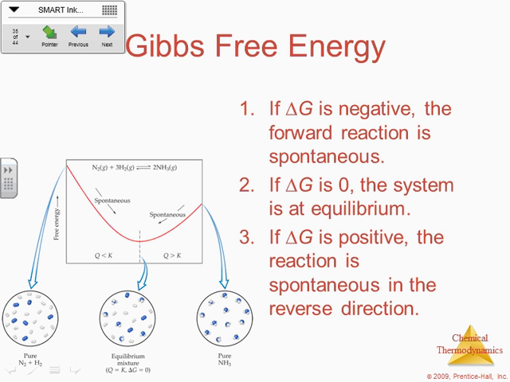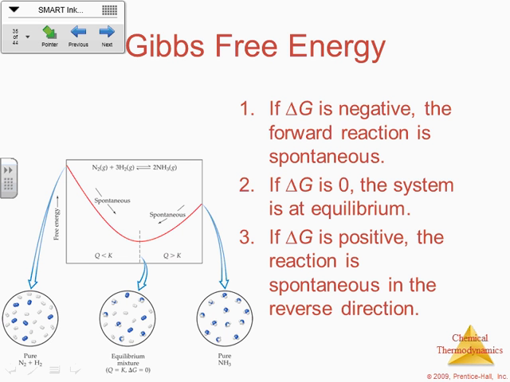You could start with N2 and H2, right? Put those two together, and they are going to eventually react spontaneously to reach equilibrium if you're going in this direction. Or you could start with just NH3, and that's going to react spontaneously to reach equilibrium from this direction. Okay. So that's kind of the idea.